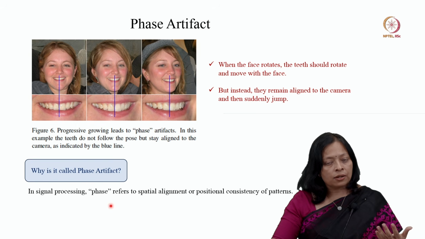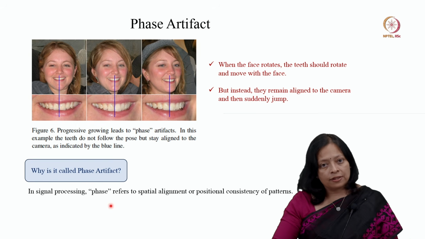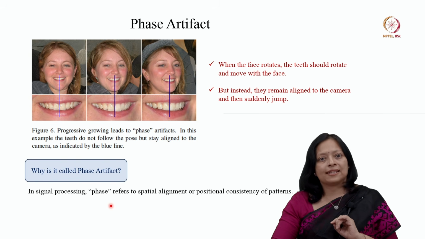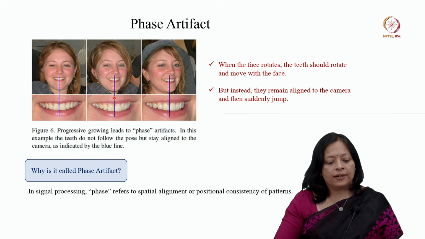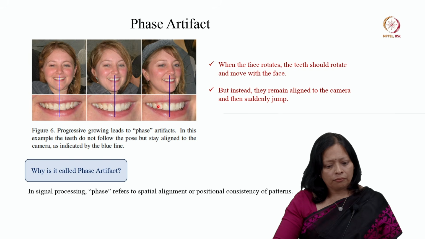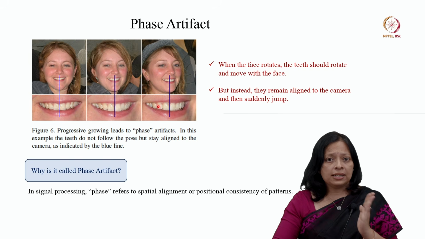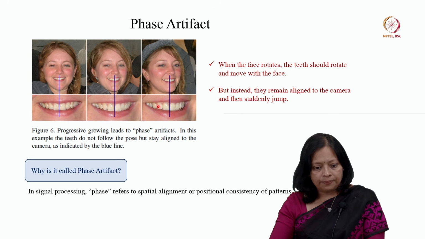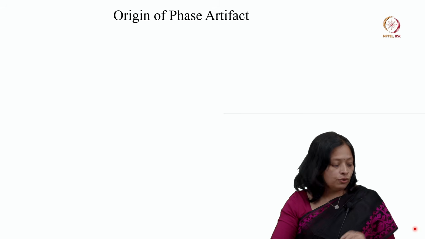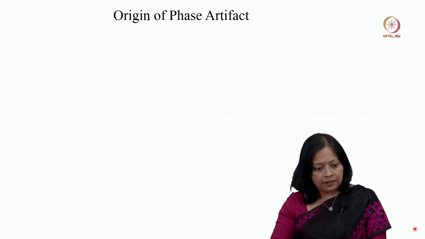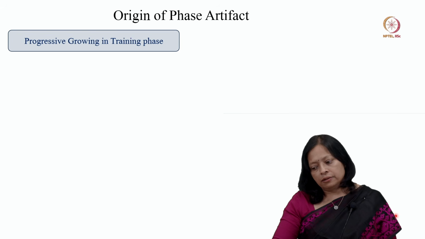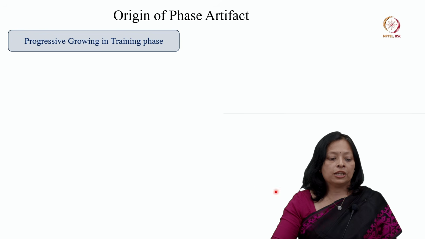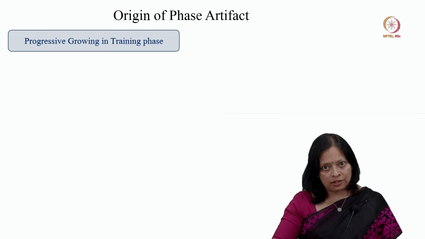And why is it called phase artifact? Because in signal processing, phase refers to spatial alignment or positional consistency of patterns. So any artifact that comes into the picture because of positional inconsistency is named a phase artifact. Now, we have to look into what is the origin of this phase artifact. The main reason for this phase artifact is the progressive growing during the training phase of StyleGAN.